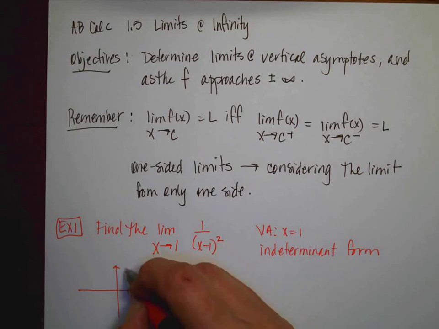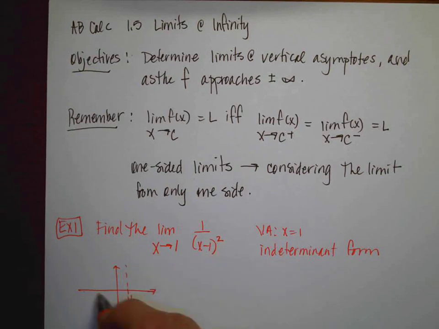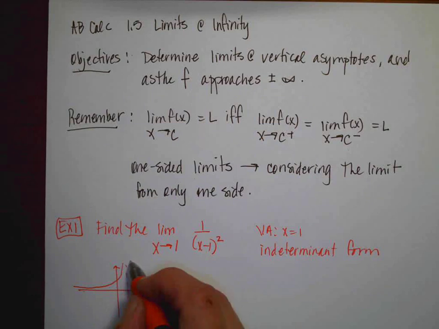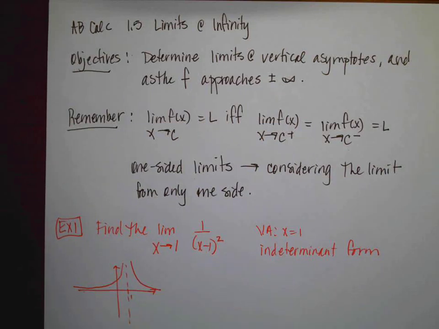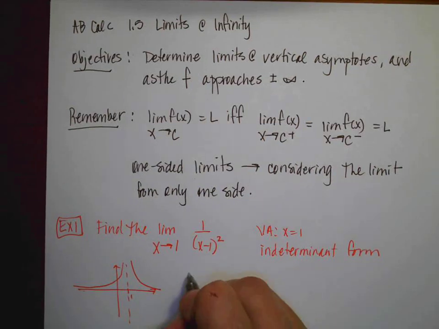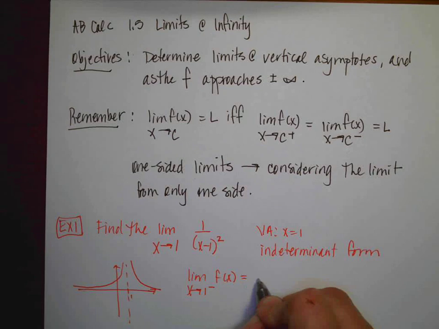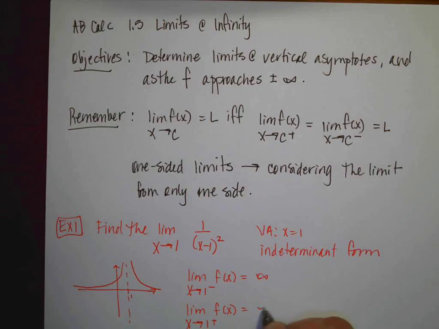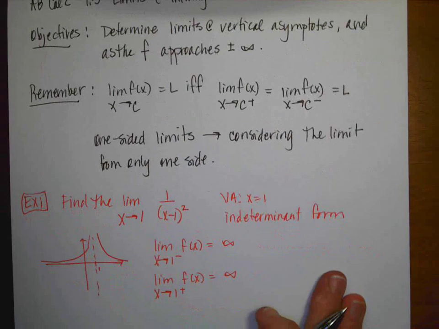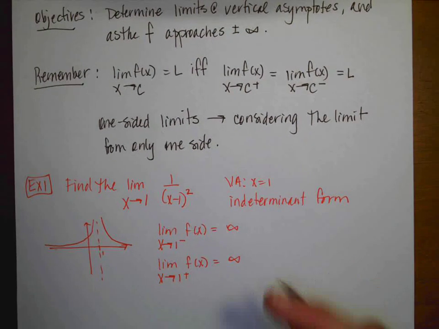just because sometimes graphing is helpful for my little brain. So here's a 1. There's my vertical asymptote, and this particular graph is going to do this. Well, if I look at the limit as x approaches 1 from the left of the function, it's going to approach positive infinity. And the limit as x approaches 1 from the right is also going to be positive infinity. Now remember, this is that technical case.